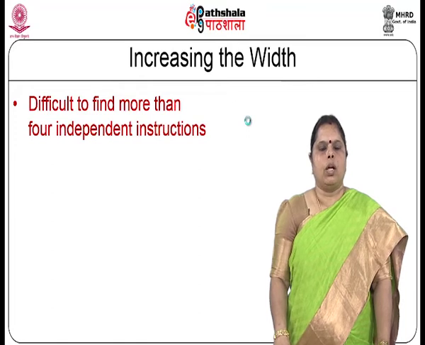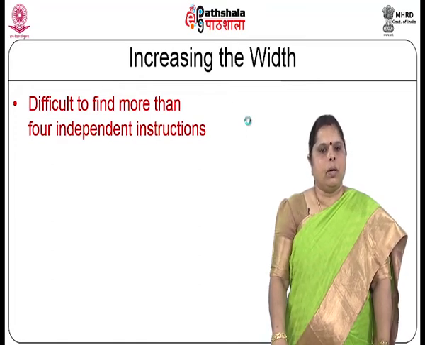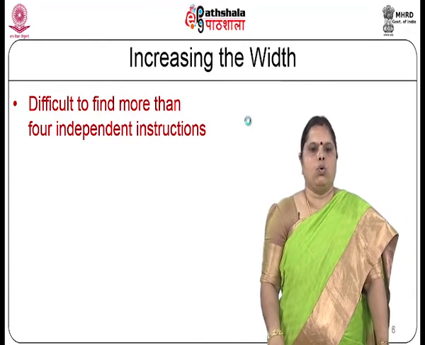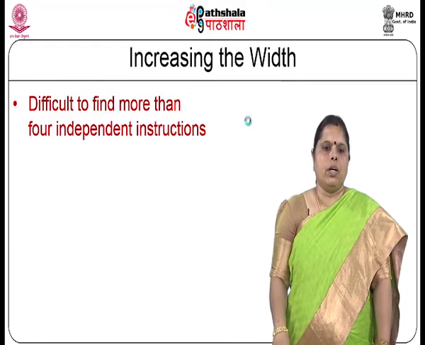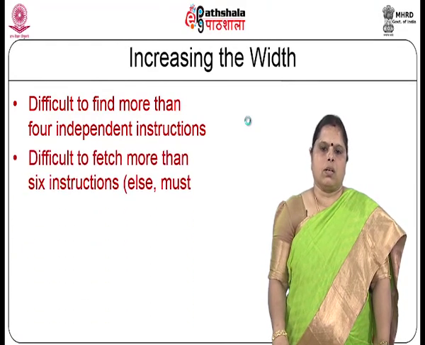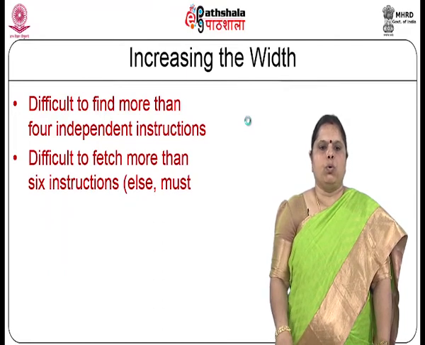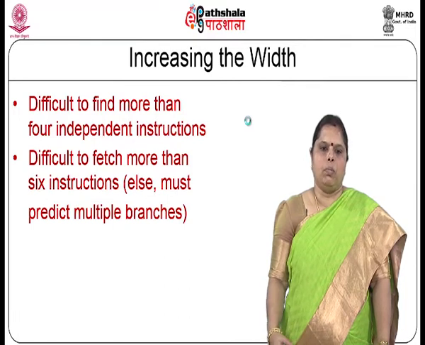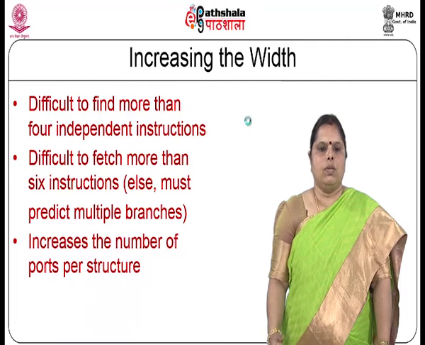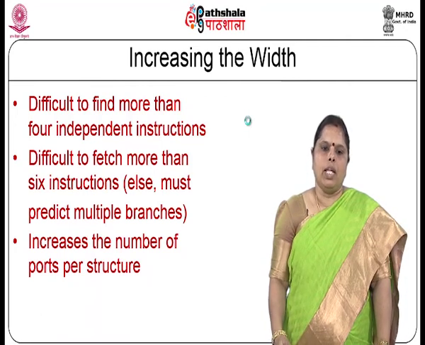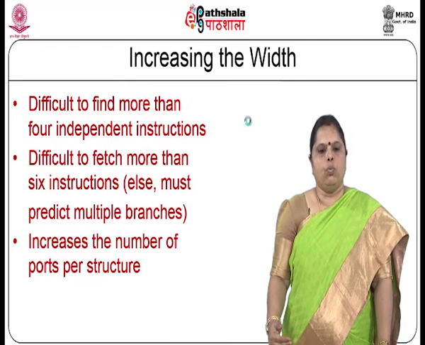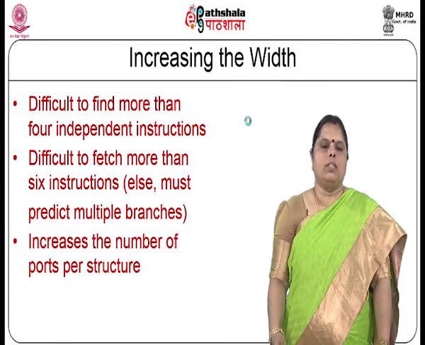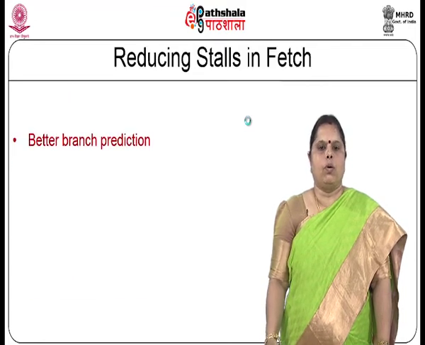Now, what happens when you are trying to increase the width of the pipeline? Width of the pipeline means issuing multiple instructions, executing multiple instructions at the same time, and so forth. First of all, it is difficult to find more than 4 independent instructions, and it is also difficult to fetch more than 6 instructions, because you will have to predict based on multiple branches if you have to fetch more instructions. You will also have to increase the number of ports per structure, because you may have to do multiple read operations and multiple write operations. So, both the read ports as well as the write ports will have to be increased.